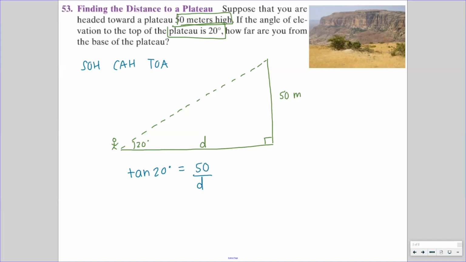We can then solve for d, right? That distance there. The distance is equal to 50 over the tangent of 20. This is where we're going to type it into our calculator. So make sure you have your calculators in degrees today. We're going to round to the nearest hundredths place like we're going to do in the homework. So 137.37 meters is how far away we are from the base of the plateau.